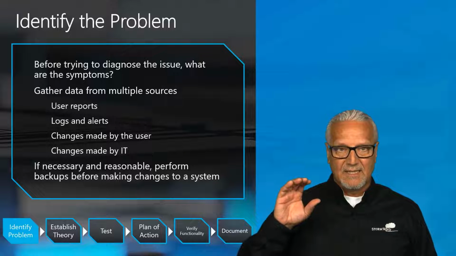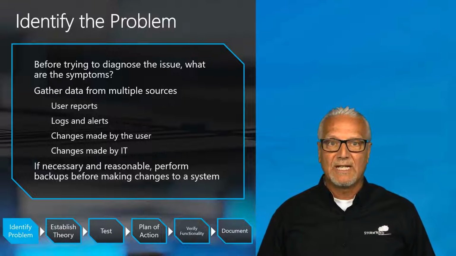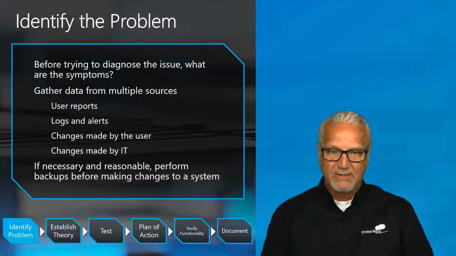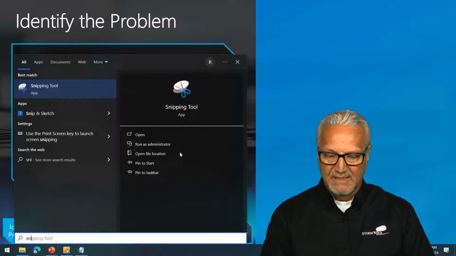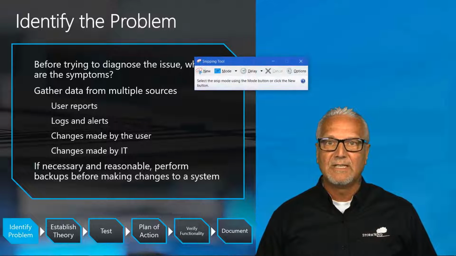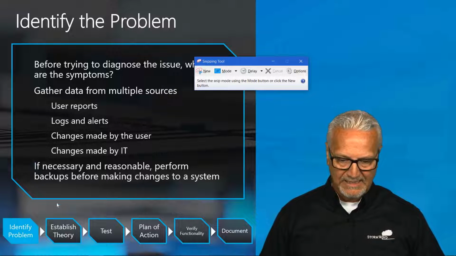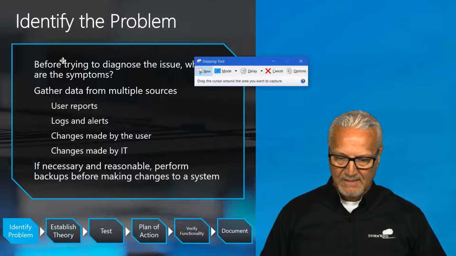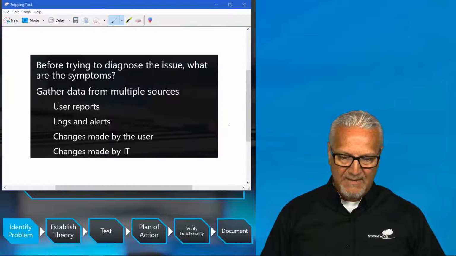Now, probably most of us know how to do screenshots. Like I could hit the Windows key, type snipping, and I know that the snipping tool is built in, and I can say new, do a screenshot, and now I have a screenshot.